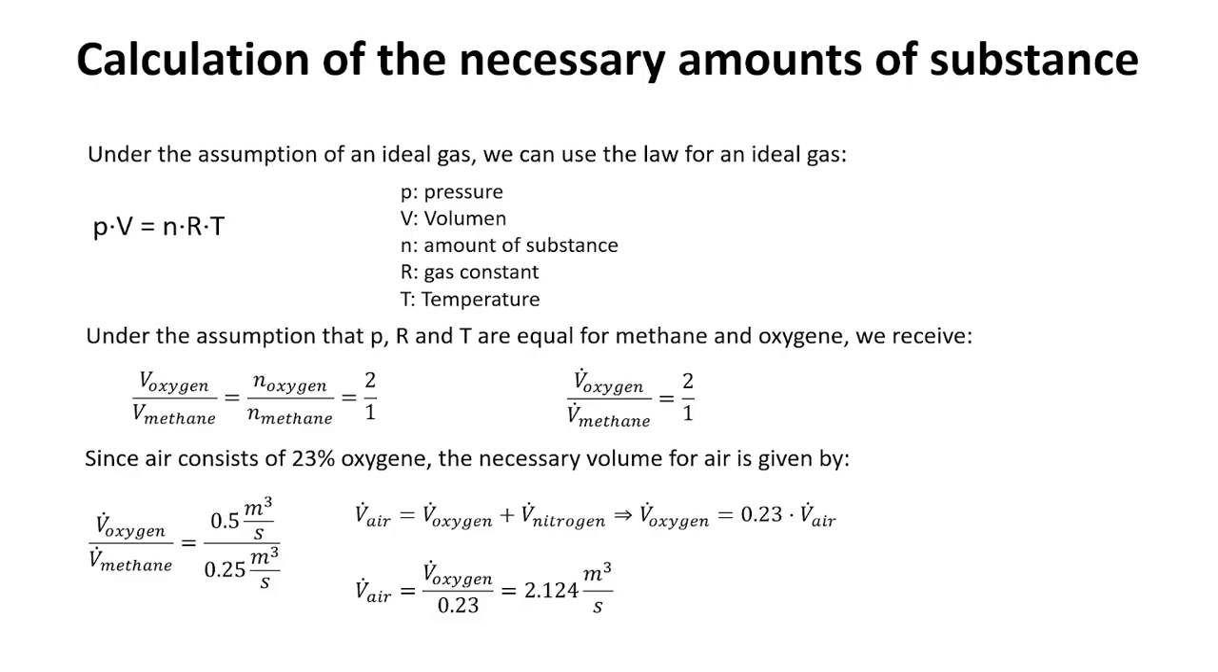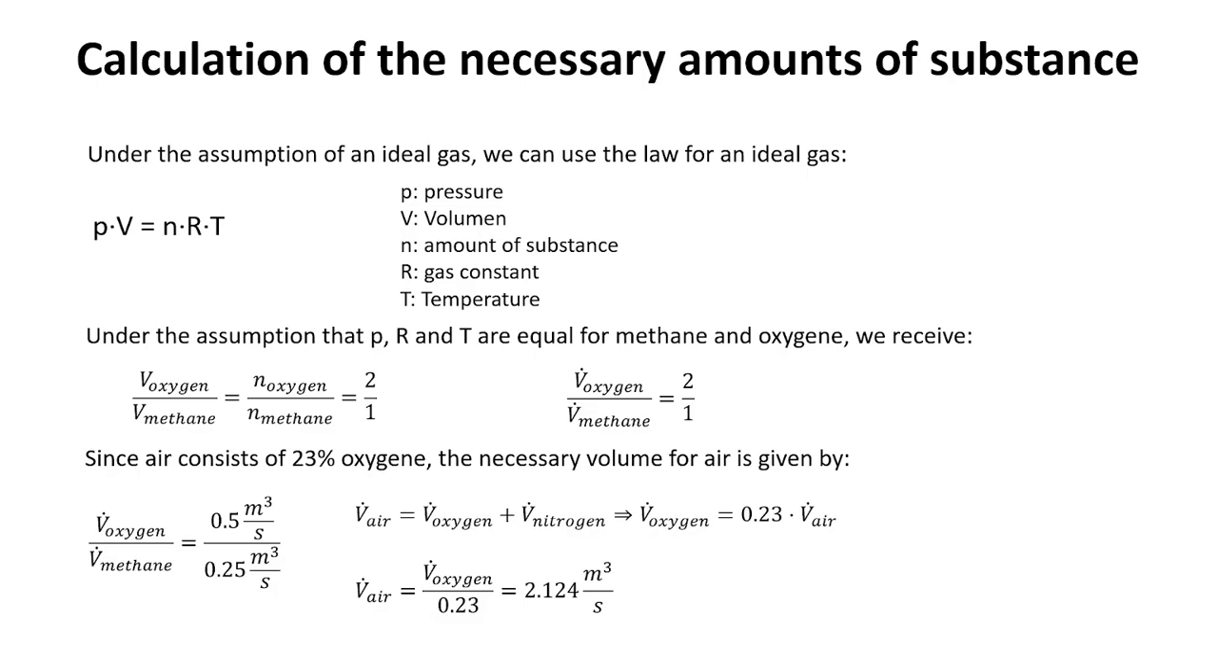So the volume must always be in a relation of 2 divided by 1. And also the volume flow of oxygen and the volume flow of methane must be in a proportion of 2 divided by 1. And we don't take oxygen, but we take air. And we assume that the air consists of 20% oxygen.